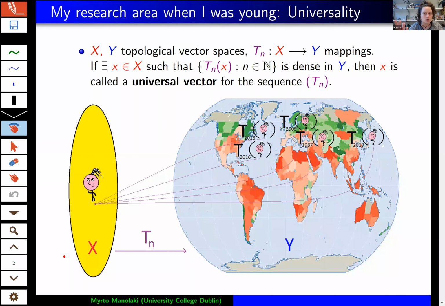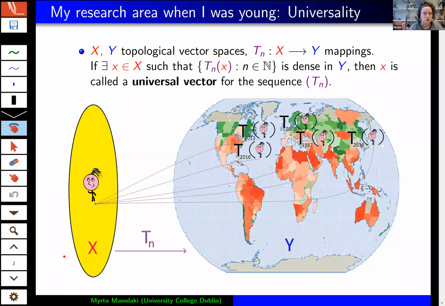Here I have illustrated this by my own journey as a postdoctoral fellow. I was born here in Greece, and then I went around; the dates correspond to where I got the position. Here we see Florida, Canada. Anyway, postdocs basically are universal vectors. They go around the world until they stabilize. However, of course, I will have to give you some more concrete examples.